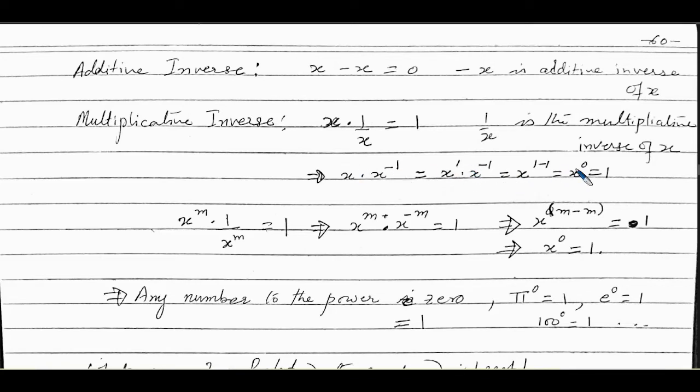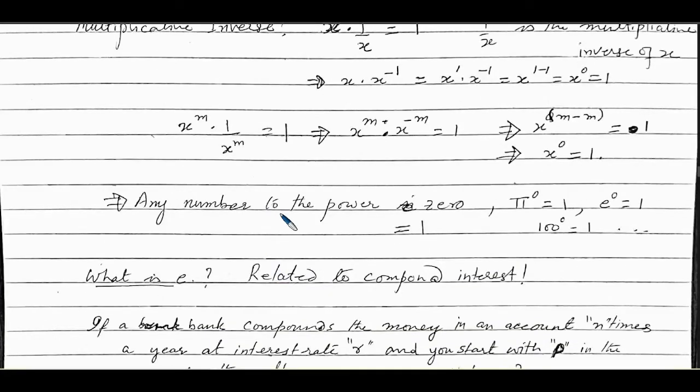So x to the power 0, I get x to the power 0 is 1. So it is the same thing which I have written here. Okay, x to the power 0, that is m minus m is 0, so x to the power 0 is 1. So any number to the power 0 is 1, even pi to the power 0 is 1, e to the power 0 is 1, 100 to the power 0 is also 1.